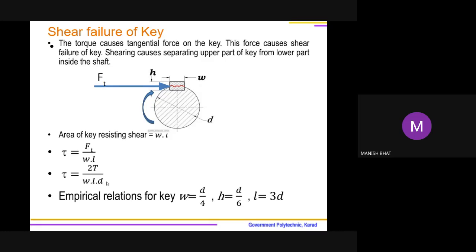So tau is equal to 2T upon WLD, and here empirical relations are shown. We may select one of the dimensions, either W or L, empirically. So W, the width of a key, can be taken as D by 4, and then you find the length. Otherwise, we can take the length equal to 3 times the diameter in case of a muff coupling, and we can find the width. So we'll be putting one empirically, and we will be finding the other dimension by using this relation.